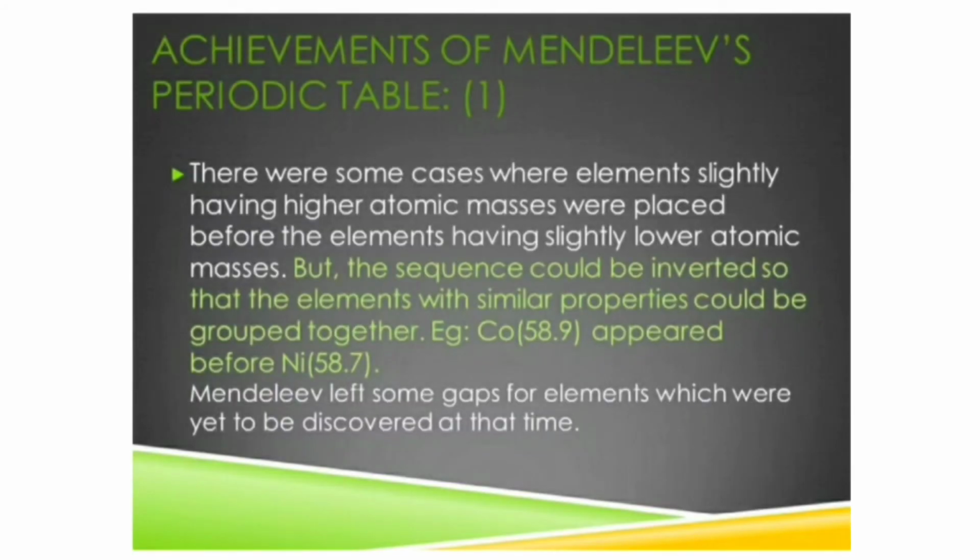Achievements of Mendeleev's periodic table. There were some cases where elements having slightly higher atomic mass were placed before elements having slightly lower atomic mass. But the sequence could be inverted so that elements with similar properties could be grouped together. Example, cobalt appeared before nickel. Mendeleev left some gaps for elements which were yet to be discovered at that time.